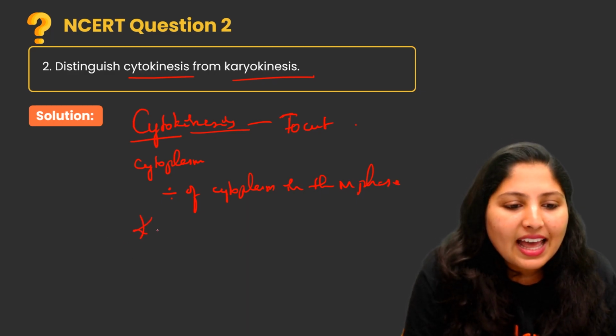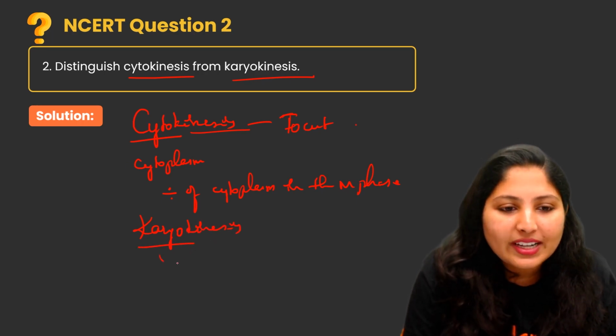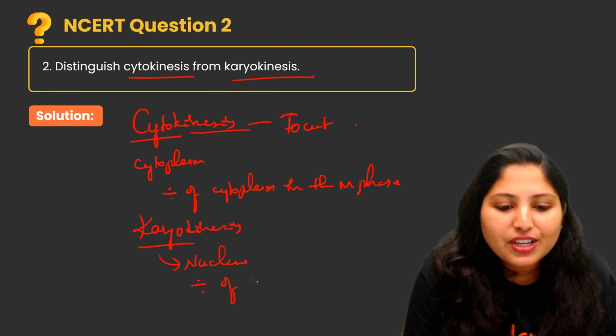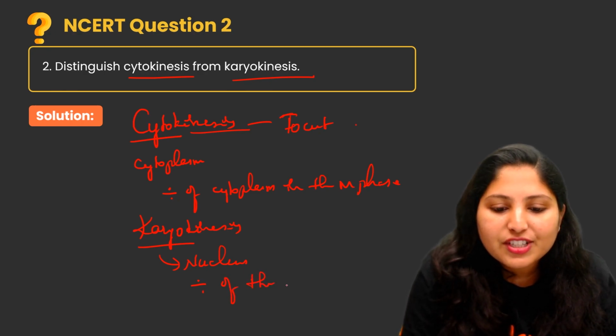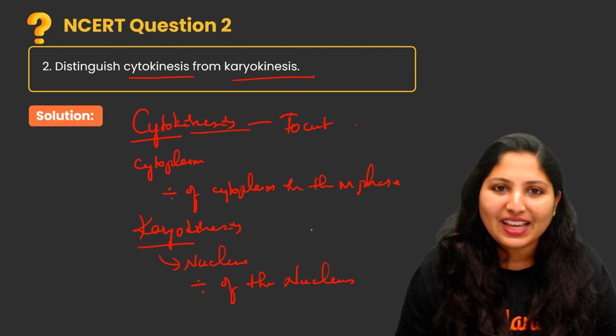What do you mean by karyokinesis? Karyo means nucleus, and kinesis means to cut. So division of the nucleus in the M phase is known as karyokinesis.